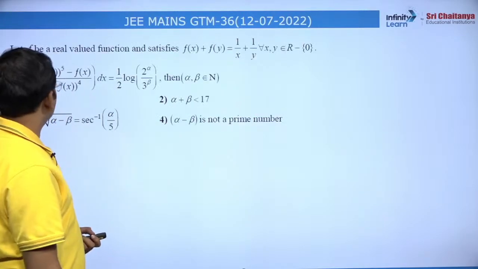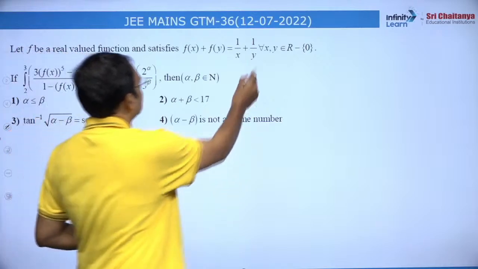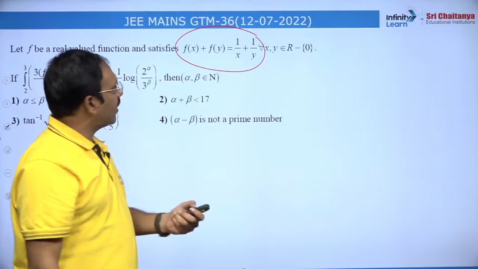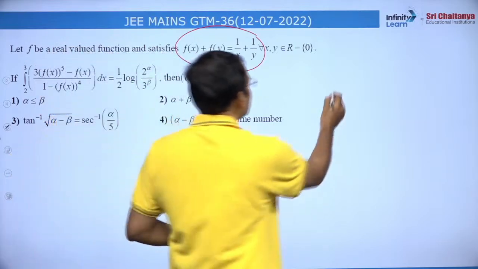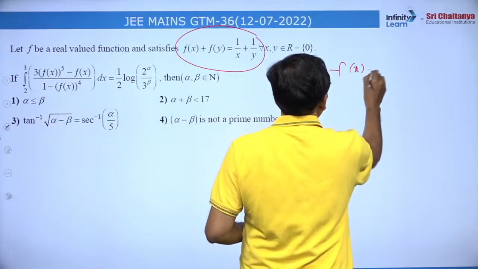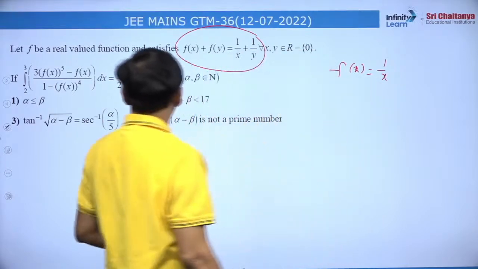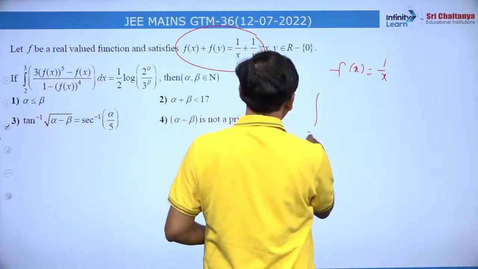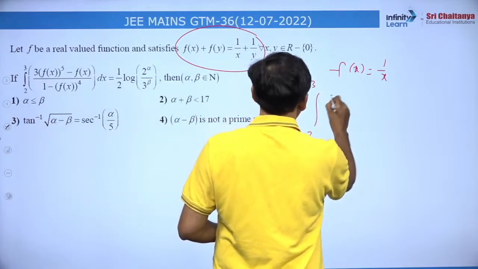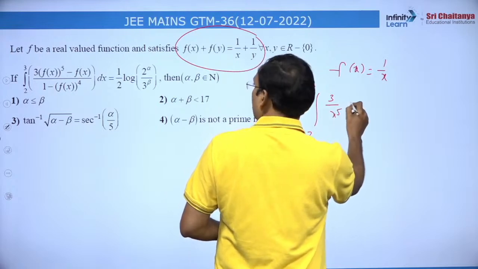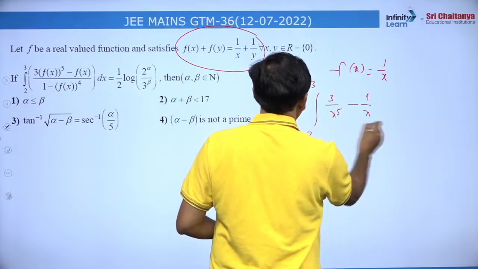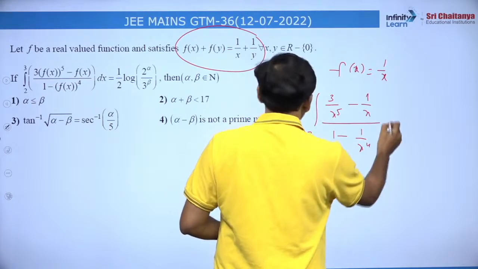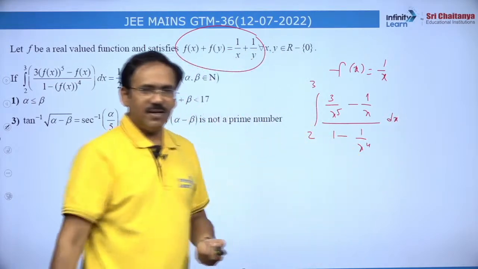Next question dear student, you see here some functional relation is given: 1 by f of x plus f of y is 1 by x plus 1 by y. By observation, you can take f of x as 1 by x; clearly it satisfies this. Now go with this integral, which is integral 2 to 3 of 3 by x power 5 minus 1 by x, by 1 minus 1 by x power 4, dx. This is the integral, my dear friends.